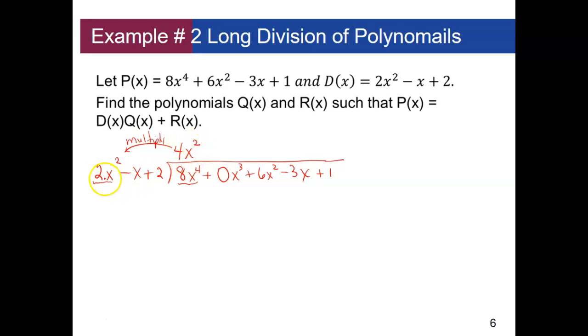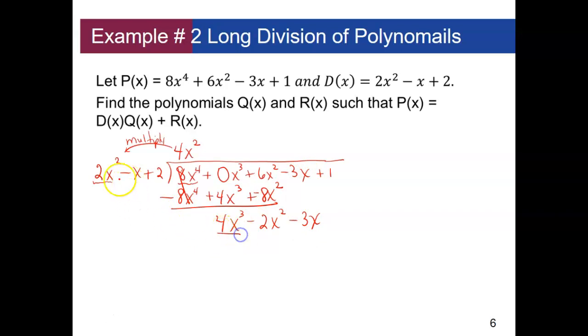So I'll multiply. 4x times 2x squared would be 8x to the fourth. 4x squared times negative x will be negative 4x to the third. 4x squared times 2 is going to be 8x squared. Okay, so we're ready to subtract. I'm going to change all my signs. These will cancel. I'll have 4x to the third minus 2x squared, and I'll bring down my minus 3x.